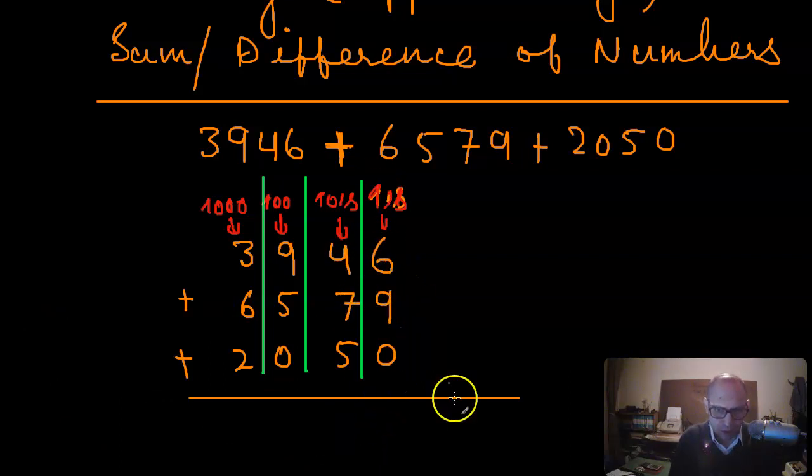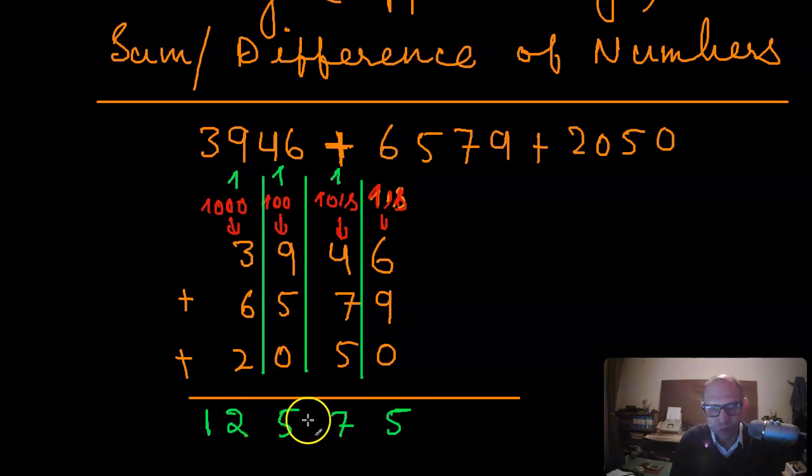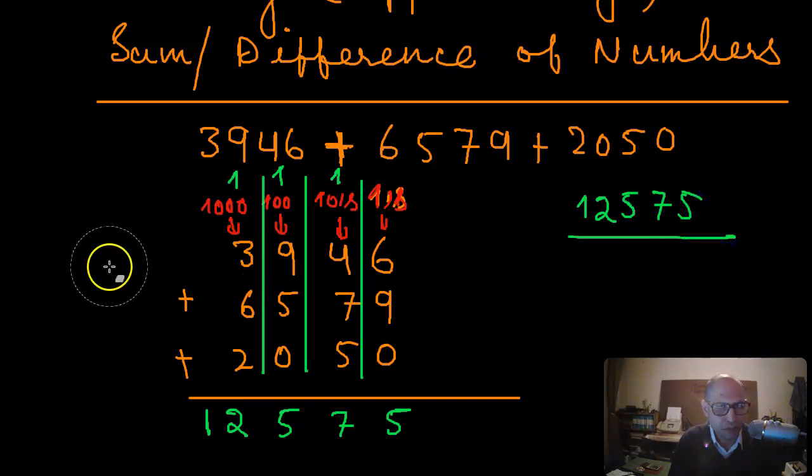And then once you do this, you would add, meaning 6 plus 9 is equal to 15. So you have one carryover. 4 plus 7 is equal to 11, 11 plus 5 is equal to 16, plus 1 is equal to 17, one carryover. 9 plus 5 is equal to 14, plus 1 is equal to 15, one carryover. And then 3 plus 6 is equal to 9, plus 2 is equal to 11, plus 1 is equal to 12. So the number becomes 12,575. Now, this of course takes time, right?